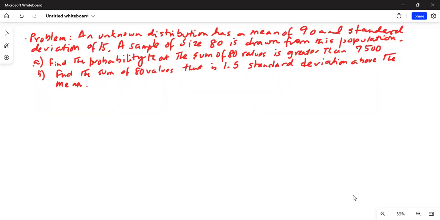The problem says an unknown distribution has a mean of 90 and a standard deviation of 15. A sample of size 80 is drawn from this population. Part A: find the probability that the sum of 80 values is greater than 7,500. Part B: find the sum of 80 values that is 1.5 standard deviations above the mean. So we will first do part A.